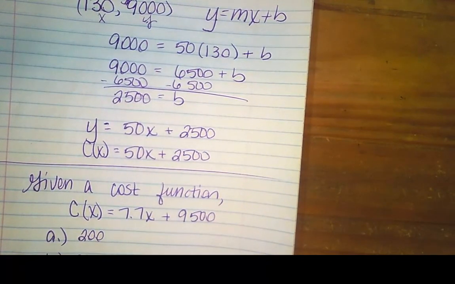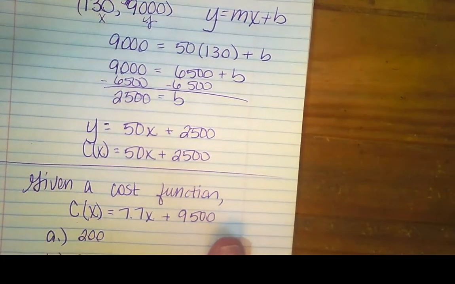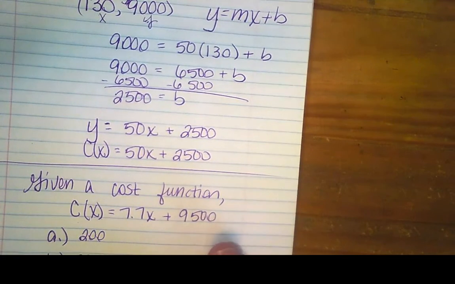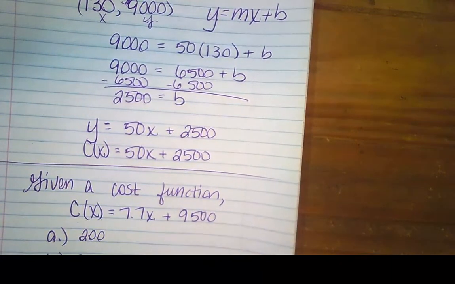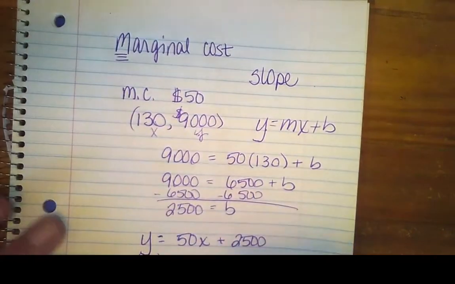cost per item? So if this is my cost function, I'm giving you some more information. I want to know the average cost. So if I want to know the average cost, what I can do is divide everything by x. Now, what does that mean? How do I take an average?